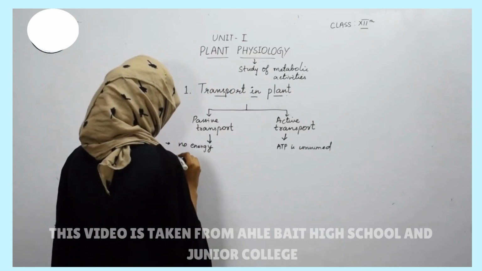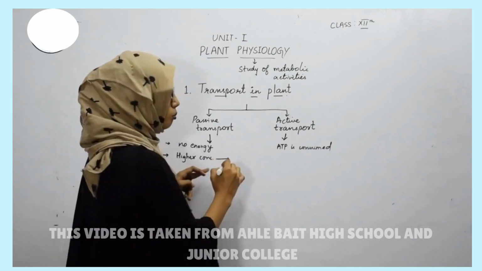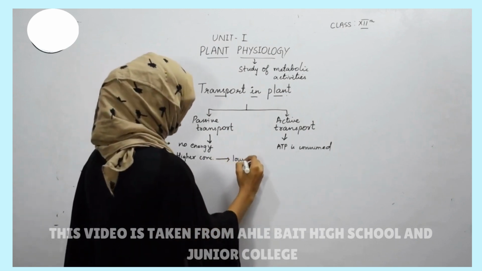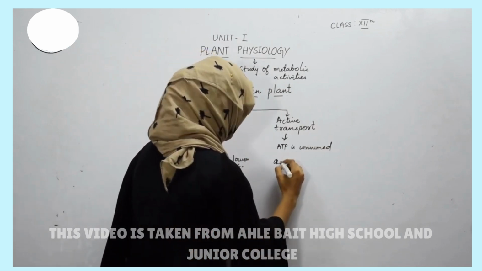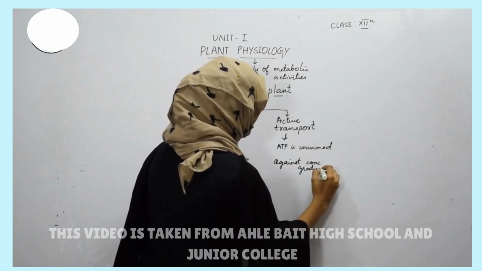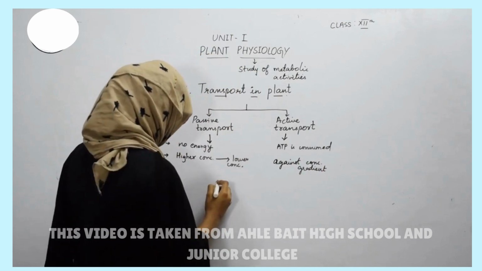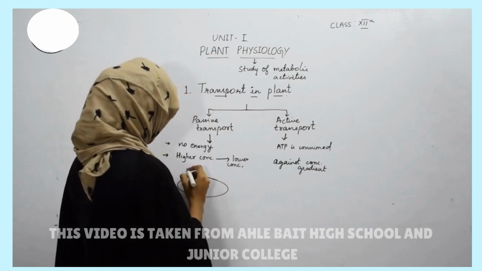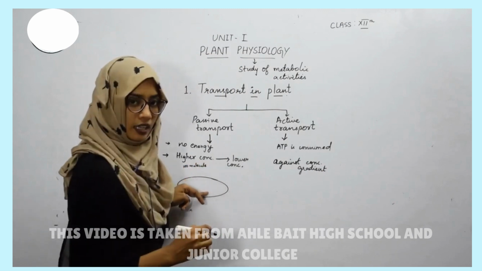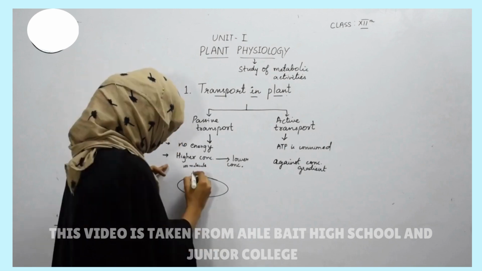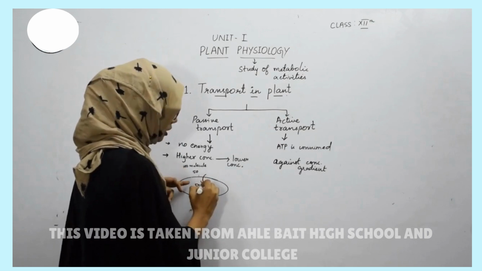In passive transport, the molecules move from a region of higher concentration to a region of lower concentration. And when we talk about active transport, the molecules move against the concentration gradient. Now to understand the definitions of passive and active transport, we can see one example. This is a cell, and suppose 100 molecules are present which need to be transported inside the cell. Through passive transport, 50 molecules will be present outside of the cell and 50 molecules will enter the cell.